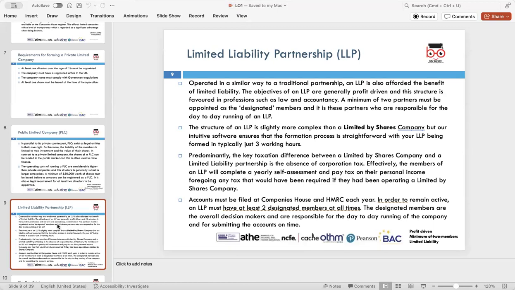The structure of a limited liability partnership is slightly more complicated than that of a limited company. The process is still straightforward. There is no corporation tax in a limited liability partnership, which is the primary distinction between a limited liability partnership and a limited company in terms of taxation.